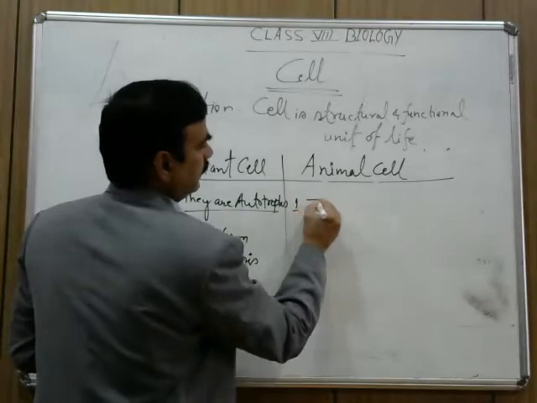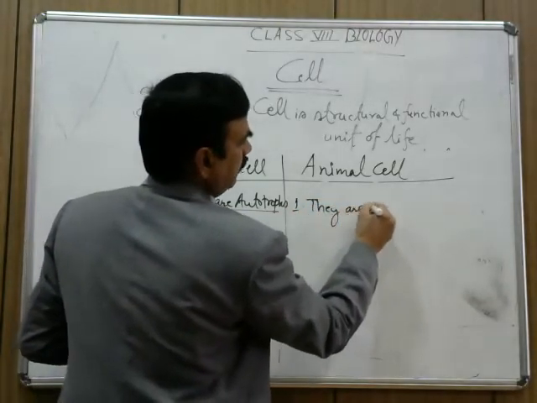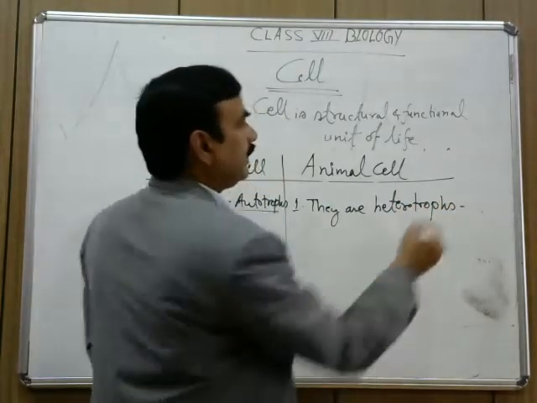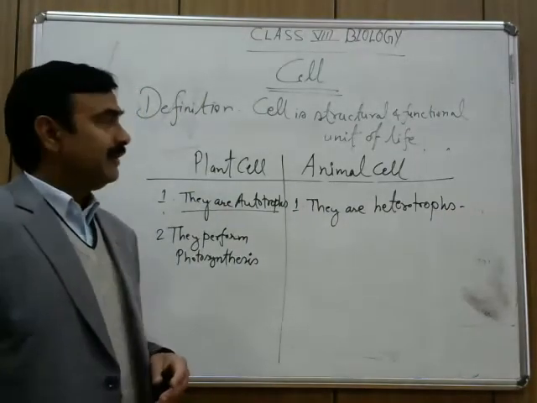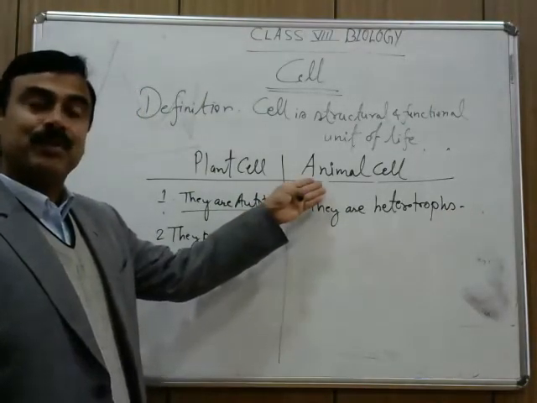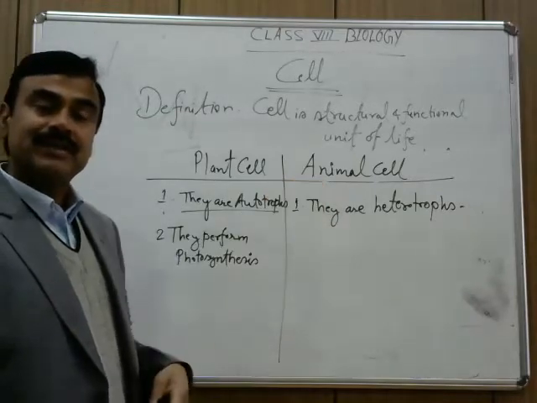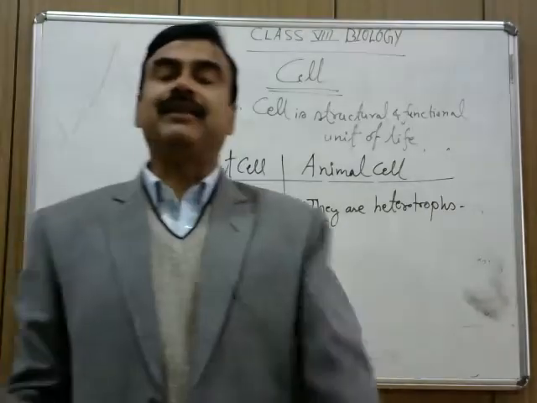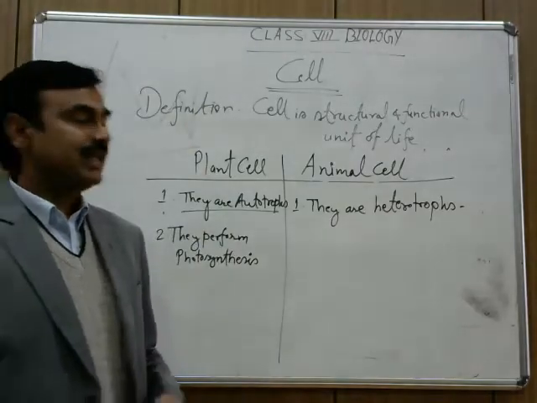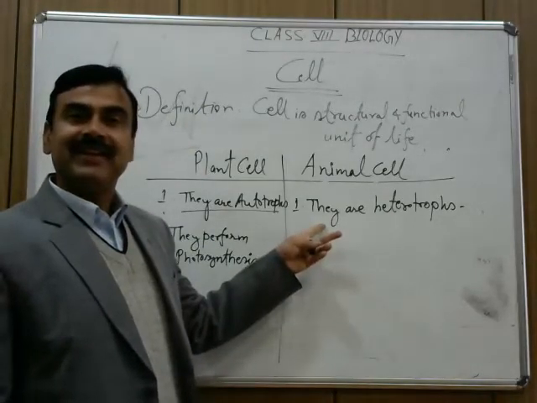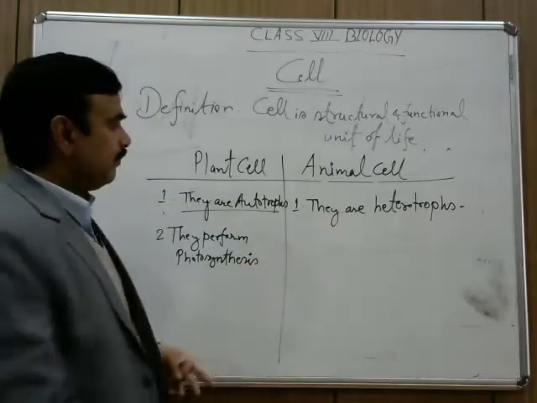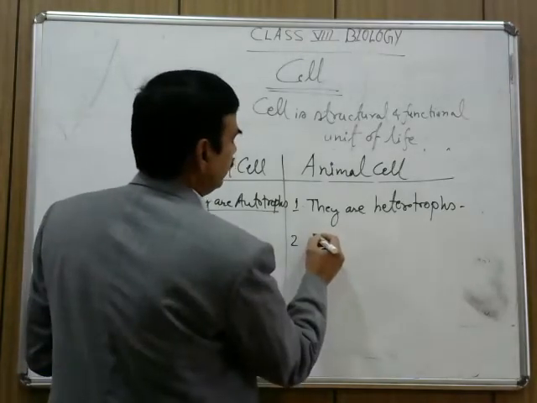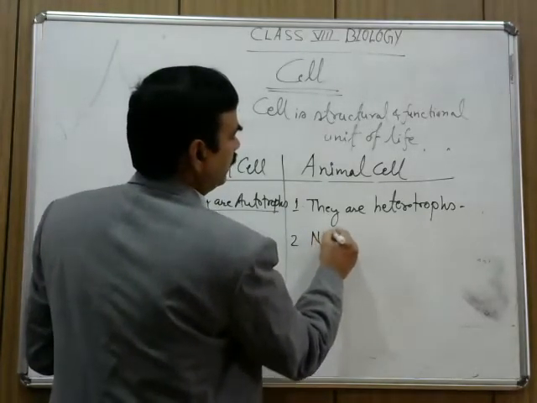Here you can write, animals are heterotrophs. Why are they called heterotrophs? Any guess? Yes, the animal cell cannot produce its food, it cannot perform photosynthesis, and it is not self-dependent, it is dependent on others, on the plants, for food. That is why they are called heterotrophs, right? They can't perform photosynthesis.